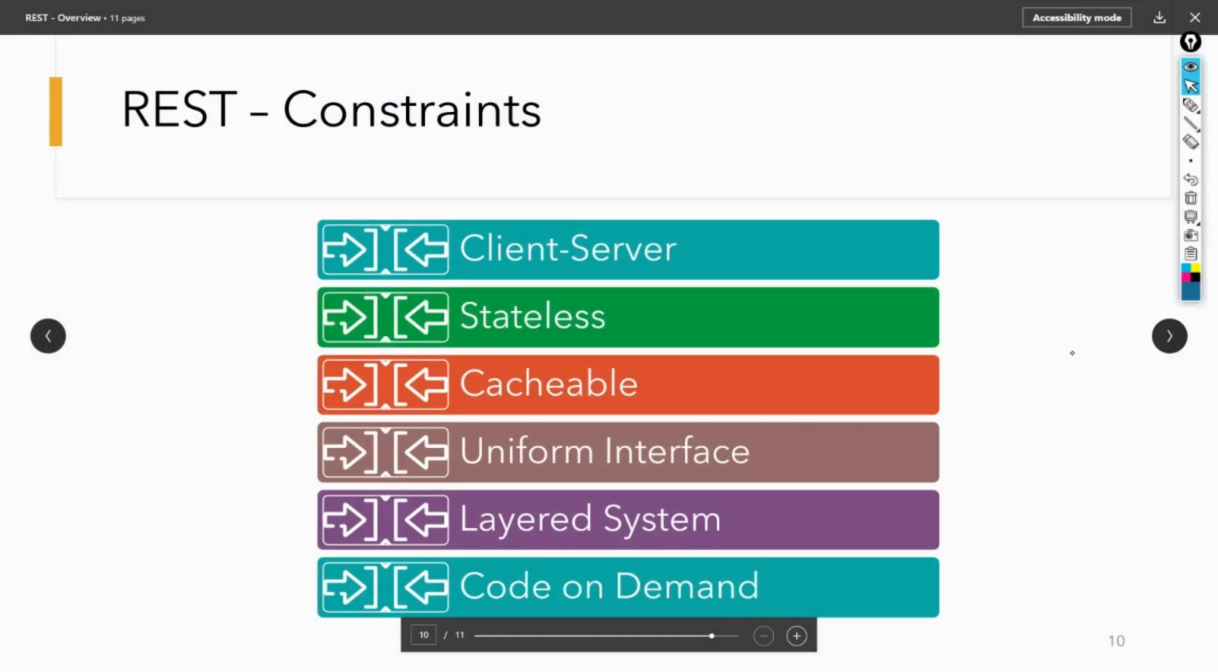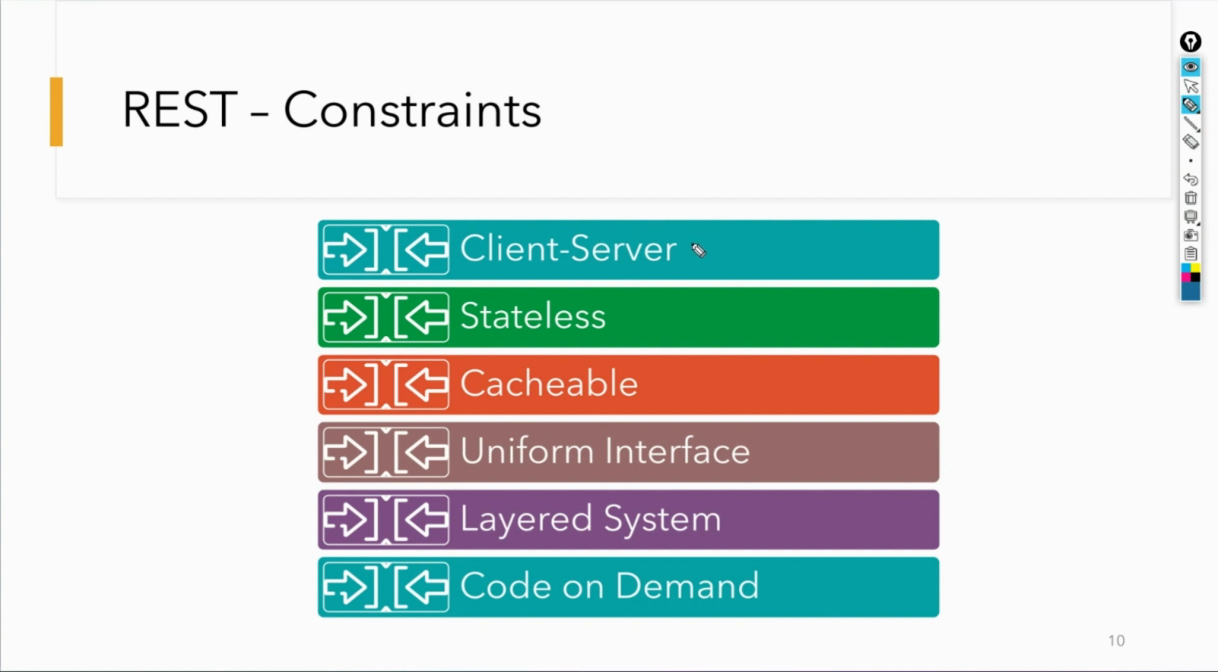These are the six constraints I was talking about earlier: client-server architecture, stateless, cacheable, uniform interface, layered system, and code on demand, which is an optional constraint, so the required ones are five. We will not go into detail. You can read about it, and any system which complies with or follows these constraints becomes a RESTful API.